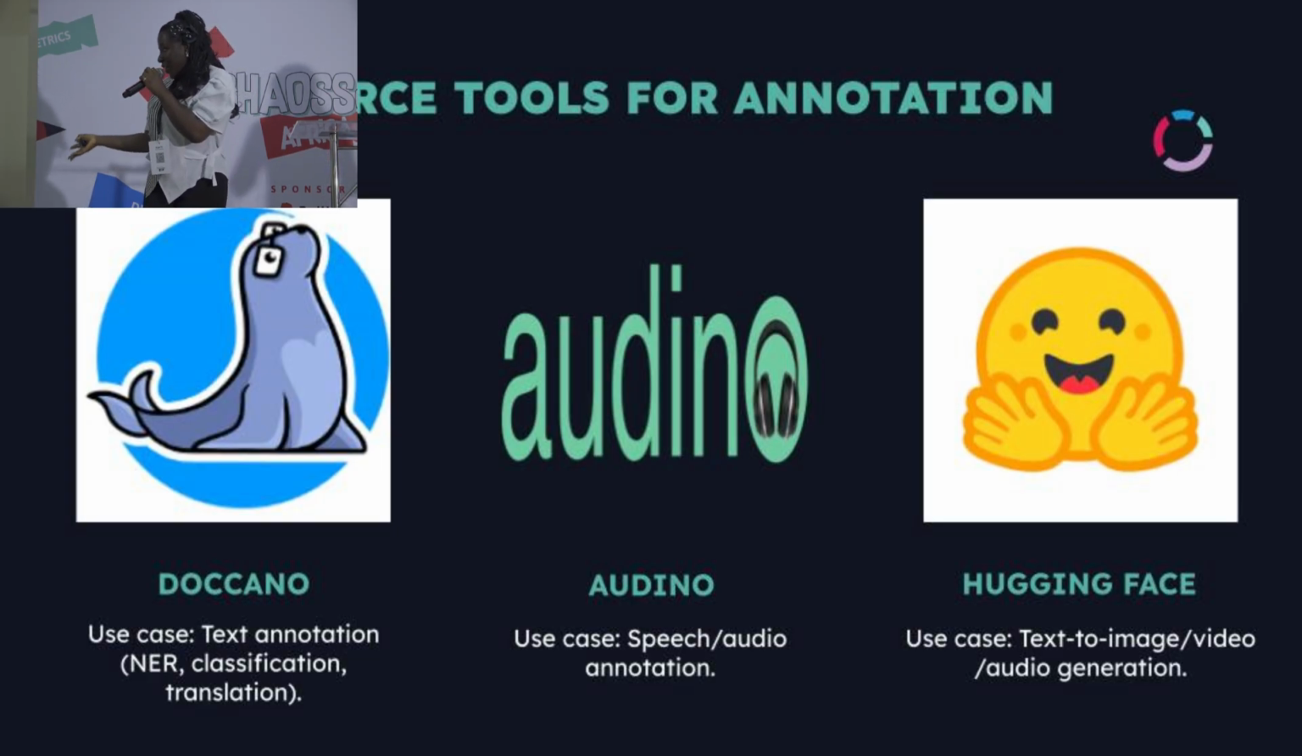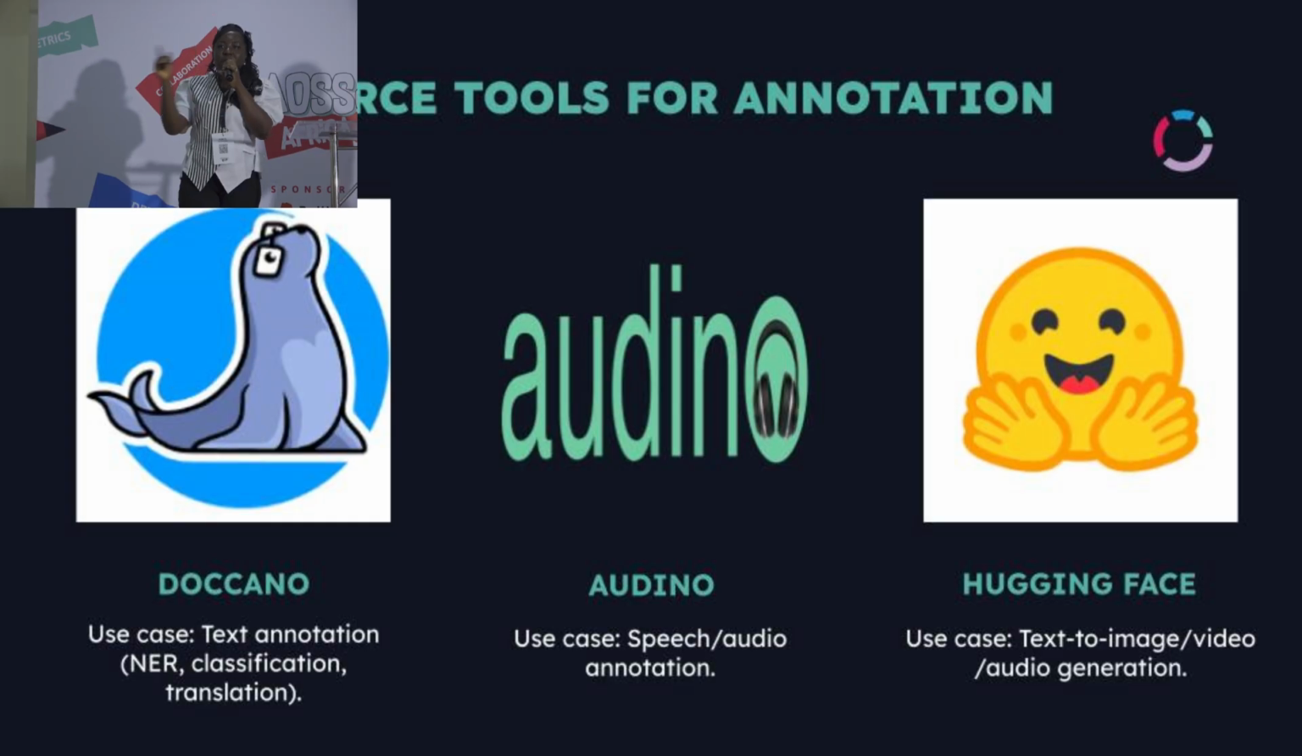And then we have Hugging Face, which can generate text to an image, or text to a video, or text to audio. So if you want to generate an image of a lady playing in a sunflower field, you can just write a text and say a video or an image or whatever it is, and it does that. Hugging Face generates that.